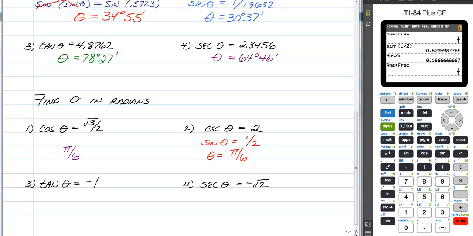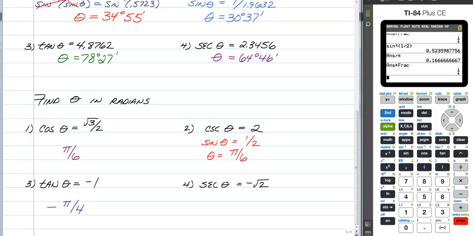So for number 3, you should have clicked second tangent of a -1. You'd get a decimal. You would divide by pi, get another decimal. It should have been a -0.25. And then change it to a fraction. You should have had negative pi over 4 for number 3.